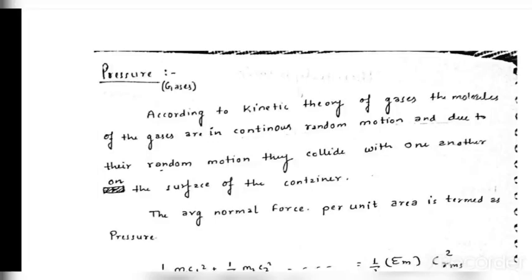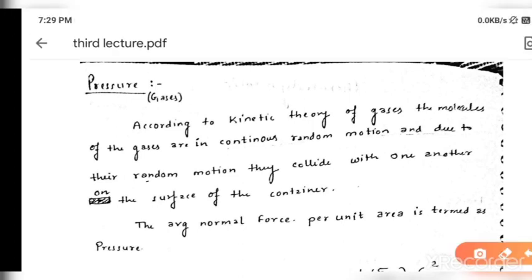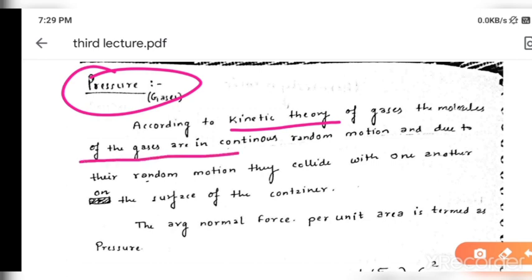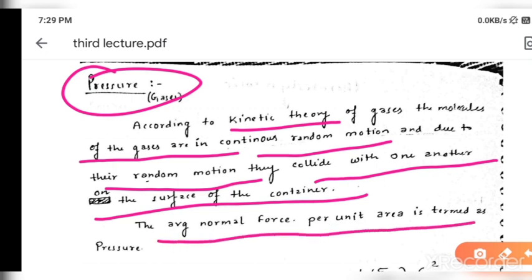So in continuation of thermodynamics introduction, we come to the topic pressure. Pressure of gases is defined according to kinetic theory. Kinetic theory of gases says that the molecules of gases are in continuous random motion, and due to their randomness they collide with one another and on the surface of the container, and the average normal force per unit area is termed as pressure. Let's look at it this way.